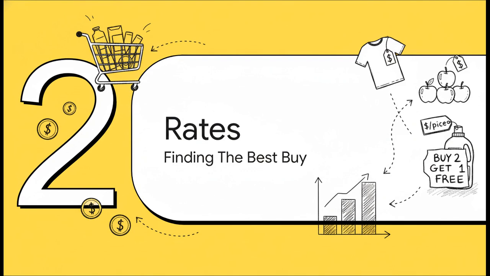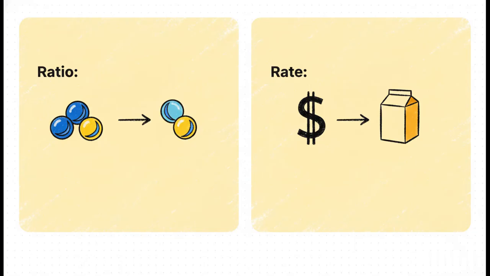Now let's build on that idea. Let's grab our second tool, which is the rate. Now, this is where a simple comparison turns into an incredibly powerful tool for making smart decisions, especially when you're out shopping. Okay, so here's something that sometimes trips people up, but it's actually really clear when you see it like this. A ratio compares similar things, like our marbles to marbles. A rate, though, compares 2 different types of units, like dollars to liters. And believe me, that small difference is everything.